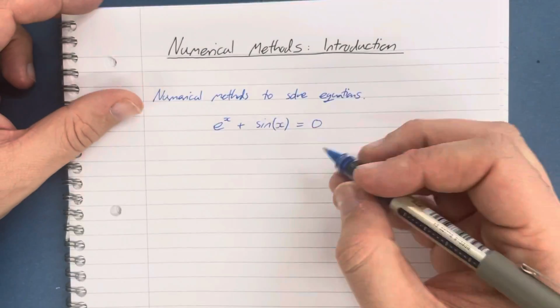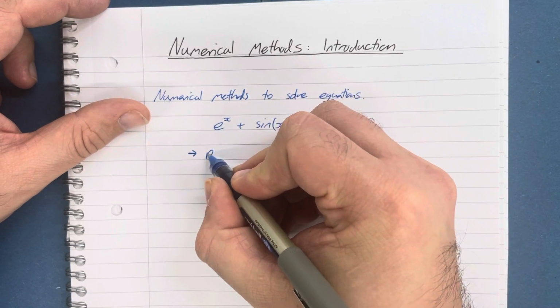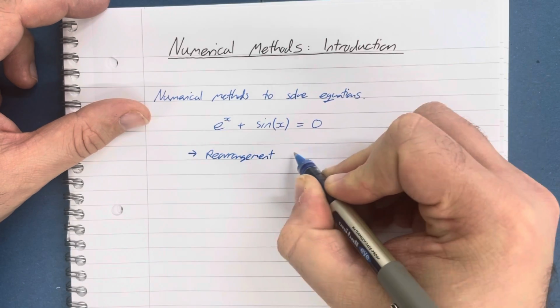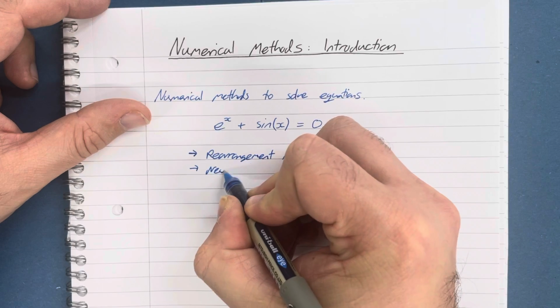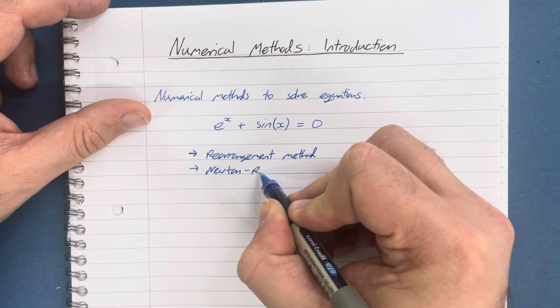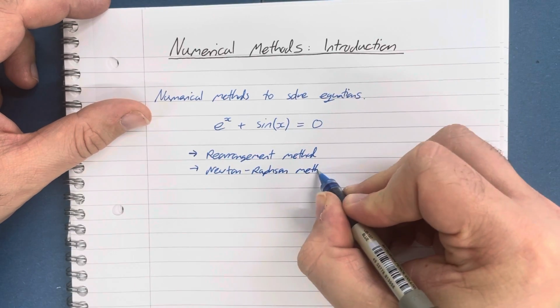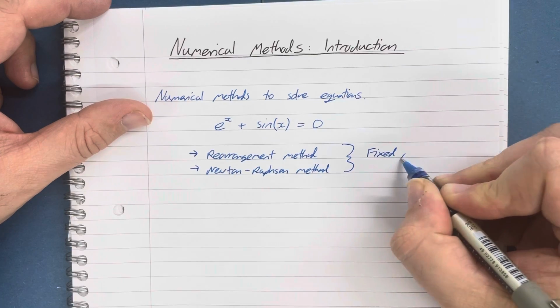Okay, so on this course we look at two numerical methods in particular. We look at the rearrangement method and we also look at the Newton-Raphson method. Newton-Raphson, R-A-P-H-S-O-N, Newton-Raphson method. And both of these are a method of fixed point iteration.